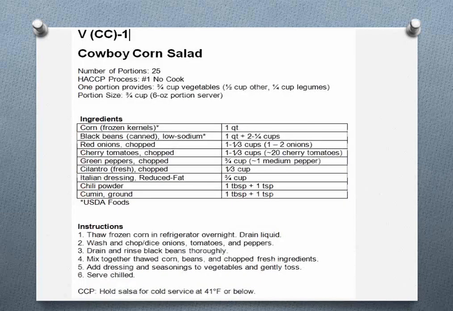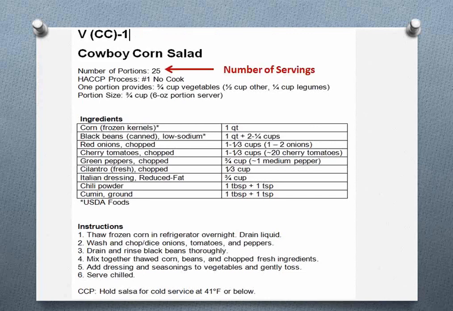I'm going to start with an example of a standardized recipe. This is Cowboy corn salad. You can see this recipe has been given an ID number. For the purposes of demonstration, I've kind of made this up. It's a vegetable with a CC for Cowboy corn, and I labeled it BCC1. So this would be our recipe ID number, and I will show you later where we're going to use that ID number.